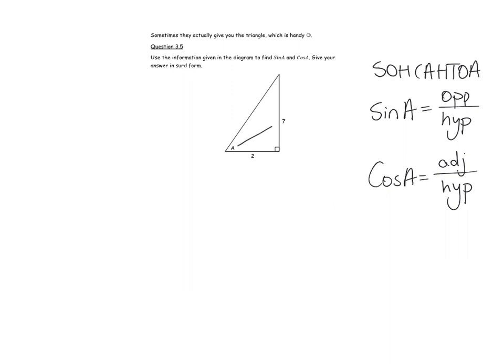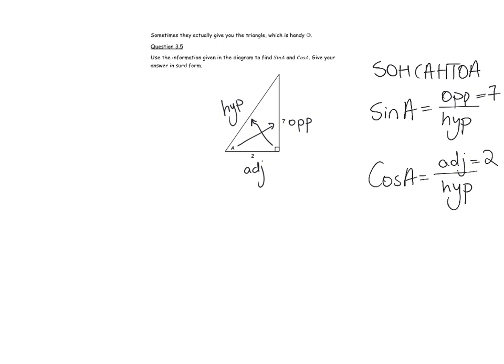So the side that's opposite a is the opposite, so that's 7. The side that's opposite the right angle is the hypotenuse, and the last one is the adjacent. Now we know for sine of a we need the opposite, which is 7, and we need the hypotenuse, which we don't have, and for cos we need the adjacent, which is 2, and the hypotenuse, which we don't have, so we need to figure out the hypotenuse.